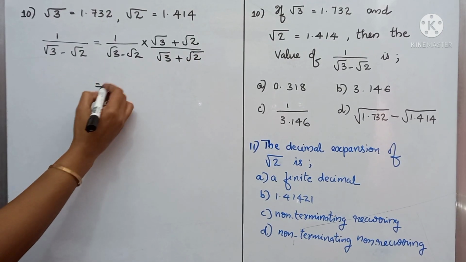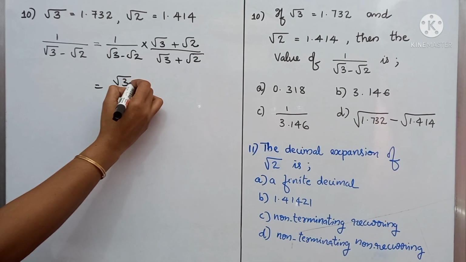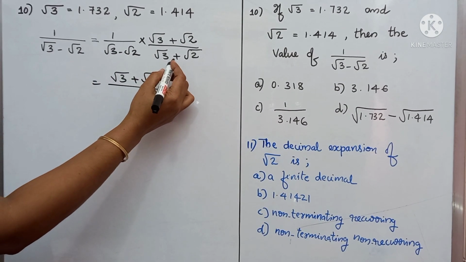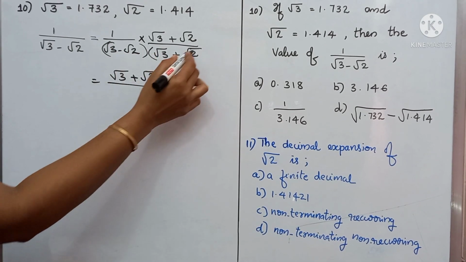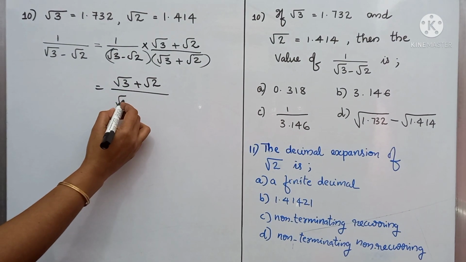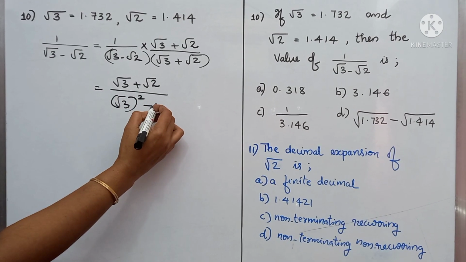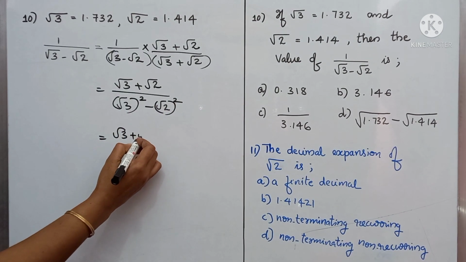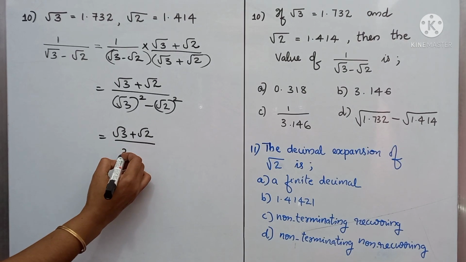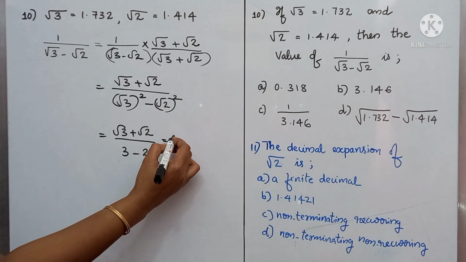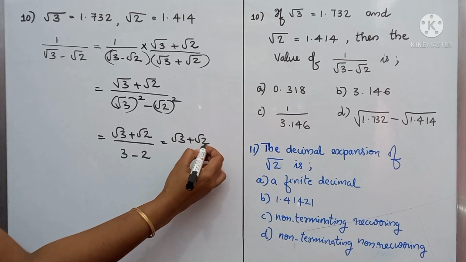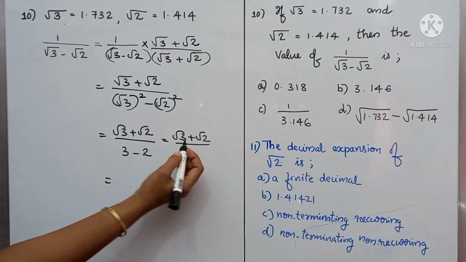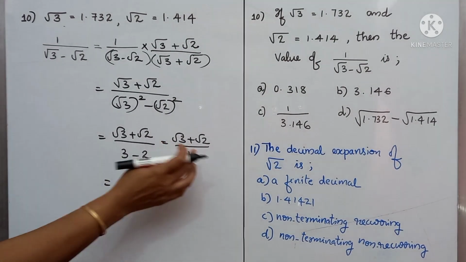And here it is 1 into root 3 plus root 2 is root 3 plus root 2 itself, and divided by root 3 minus root 2 into root 3 plus root 2, which is in a plus b into a minus b form, that is root 3 square minus root 2 square. That is equal to root 3 plus root 2 divided by 3 minus 2, that is equal to root 3 plus root 2 divided by 1. Then here the values are given. This is equal to root 3 plus root 2 by 1, which means root 3 plus root 2.